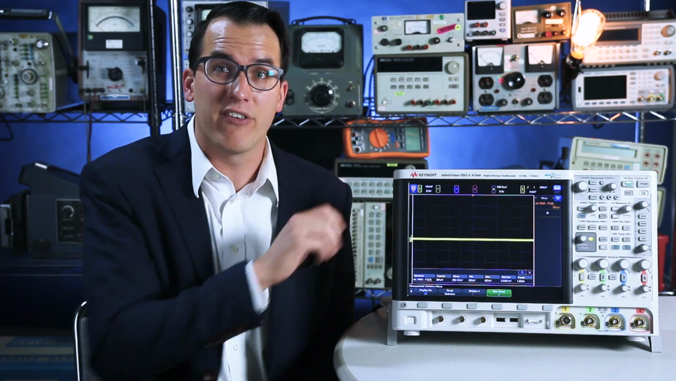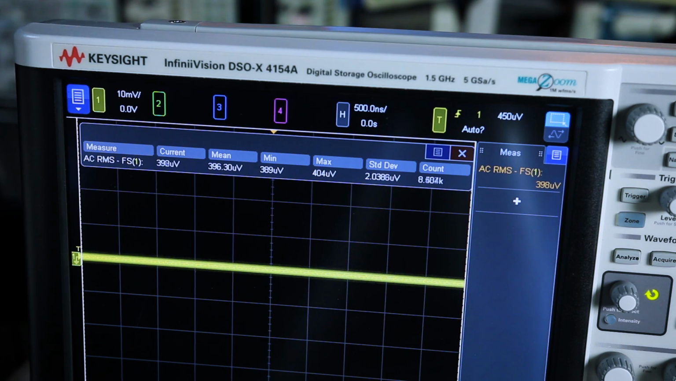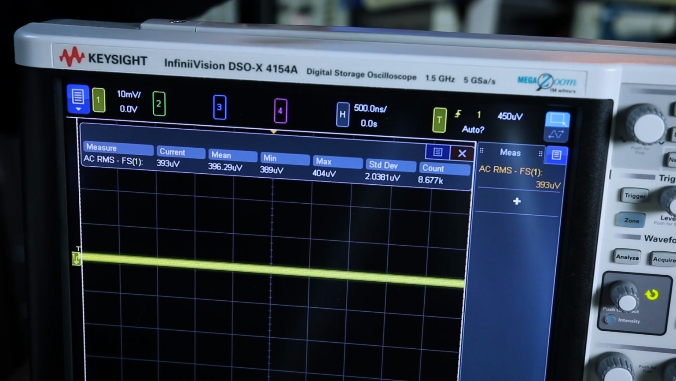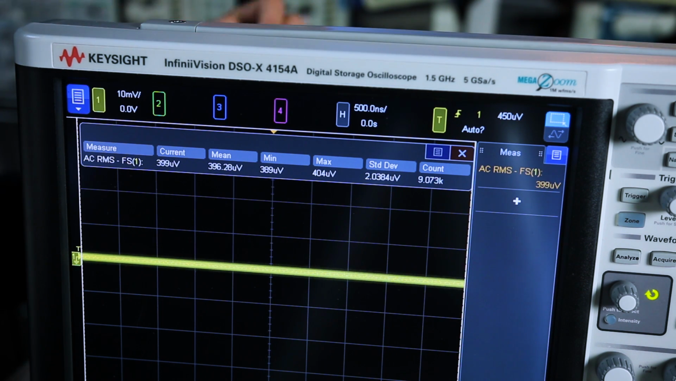The other thing you should know about noise is it's distributed by frequency as well. So let's measure noise at 1.5 gigahertz and then turn on the bandwidth limit and see what our AC RMS noise looks like with a 20 megahertz bandwidth limit. So here you can see I've done about 8,500 captures. My average noise is about 396 microvolts, and my standard deviation is 2 microvolts.